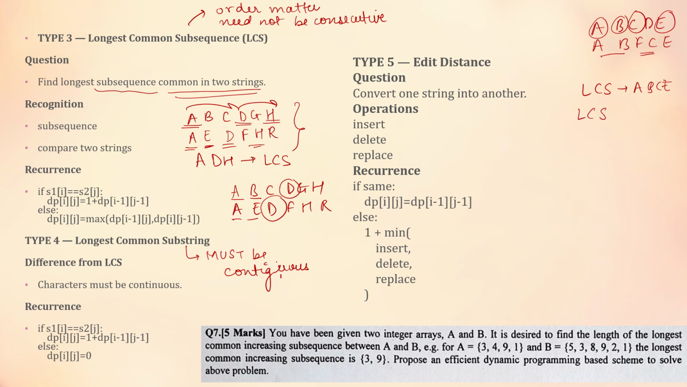Now in case of longest common substring, here it will be AB. They are consecutive in nature also. So this is the difference basically. Now in form of recurrence, let's see if your S1 of i equals S2 of j, if they both are equal, then I add 1. Otherwise, I take the maximum of the values to the top or the left.